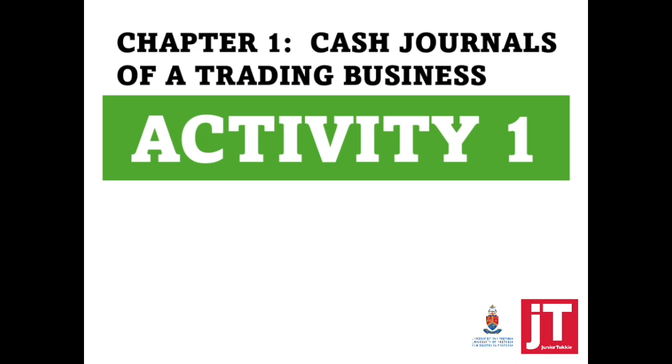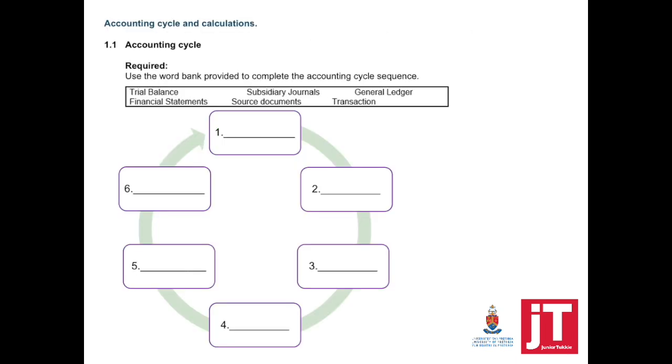So this activity is going to focus on accounting theory and cost calculations because it is so important that you understand that. So go back also, before you start with this activity, go through the theory booklet and then start with this. Question 1.1, accounting cycle. Use the word bank provided to complete the accounting cycle sequence.